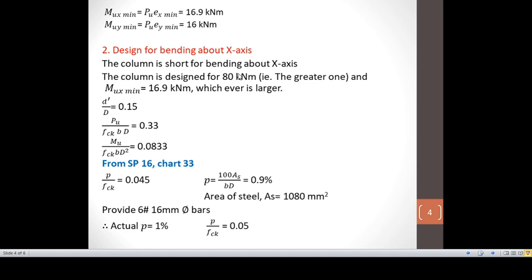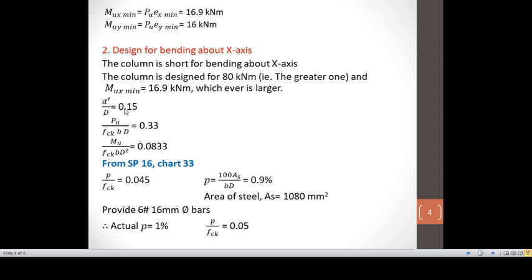So our design procedure is similar to the design of a short column subjected to uniaxial moment. We will be choosing a design chart from SP16 based on d dash by d value and fy value, and whether it is circular or rectangular. Based on that, we will choose the design chart from SP16. While using the design chart, we need to know Pu by fck bD and Mu by fck bD square. After calculating these two values, I will be choosing the p by fck value, from which I will be calculating the percentage of steel.